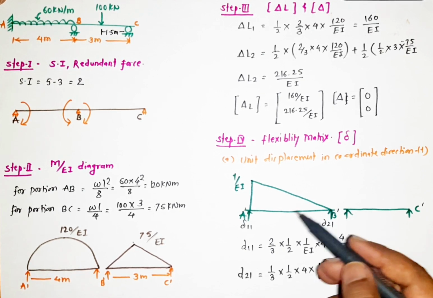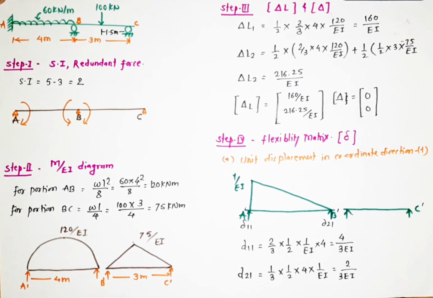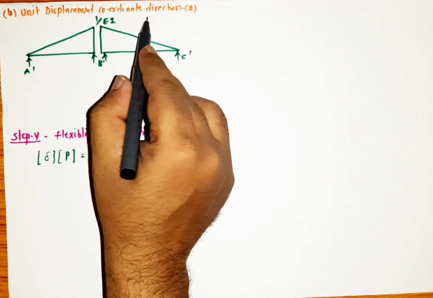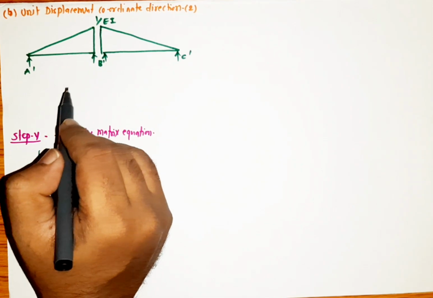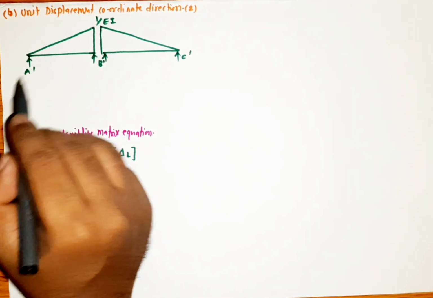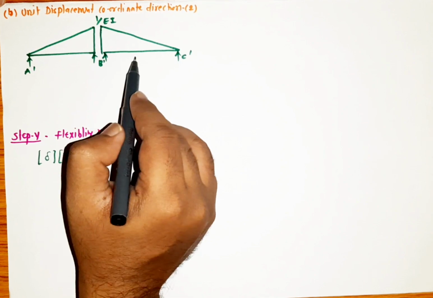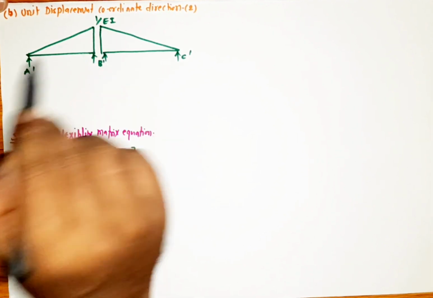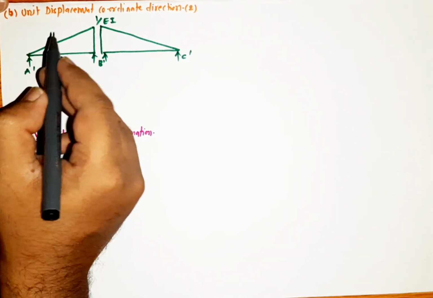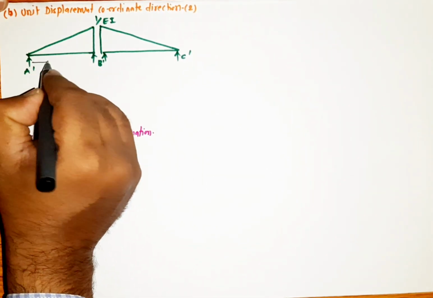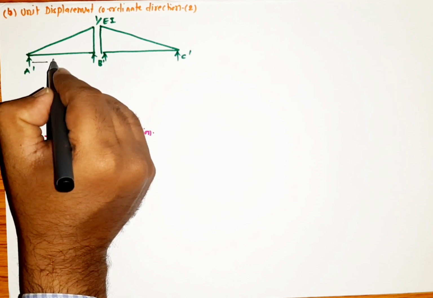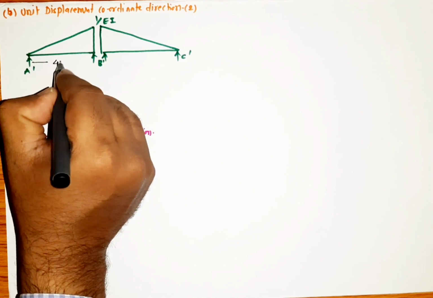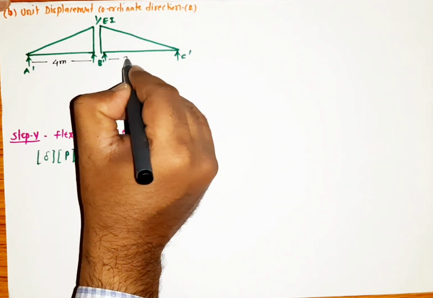Next we will give the unit displacement in coordinate direction 2. Whenever we give a unit displacement along coordinate direction 2, we will have this diagram, which is nothing but at B, 1 upon EI, that is the moment. Here for this particular beam, our spans are 4 meter and 3 meter. So we'll write it first. This is 4 meter and this is 3 meter.